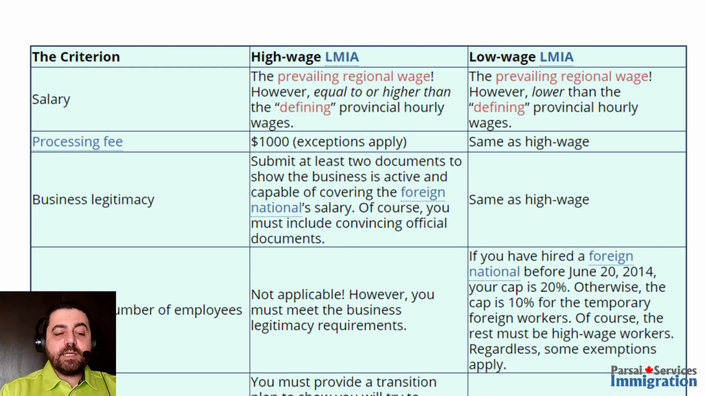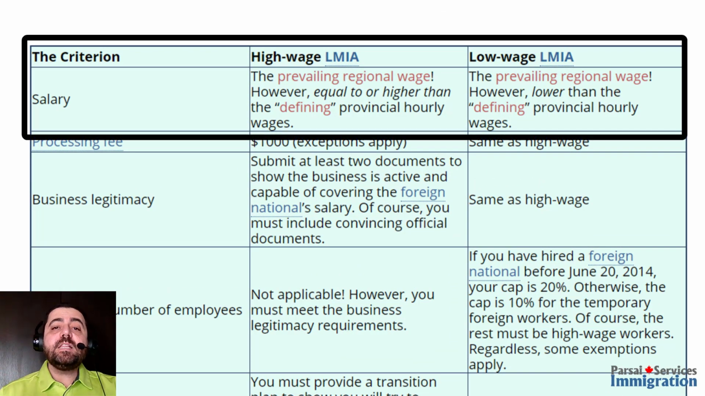For example, in terms of salary or wages, you need to offer the prevailing regional wage. I have another article about prevailing regional wage. I will post the link below this video. So regardless of whether you're applying under the high wage program or low wage program, you need to offer prevailing regional wage.